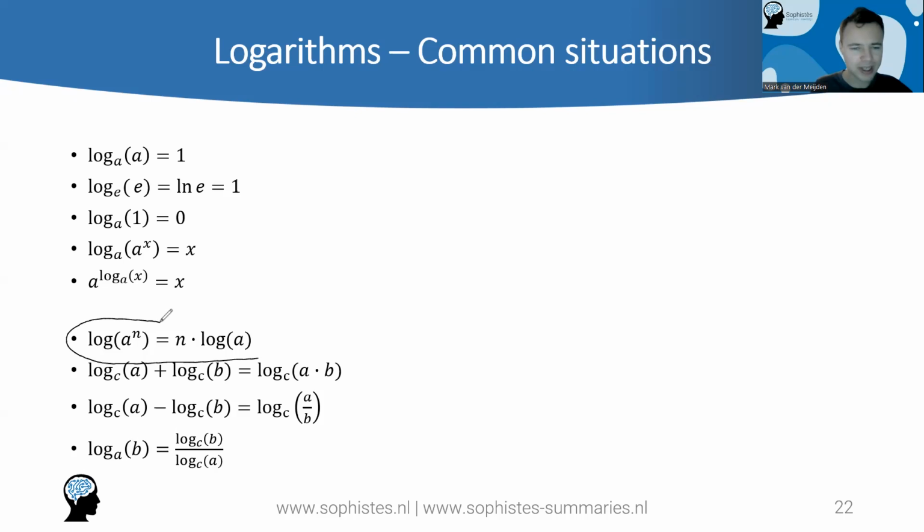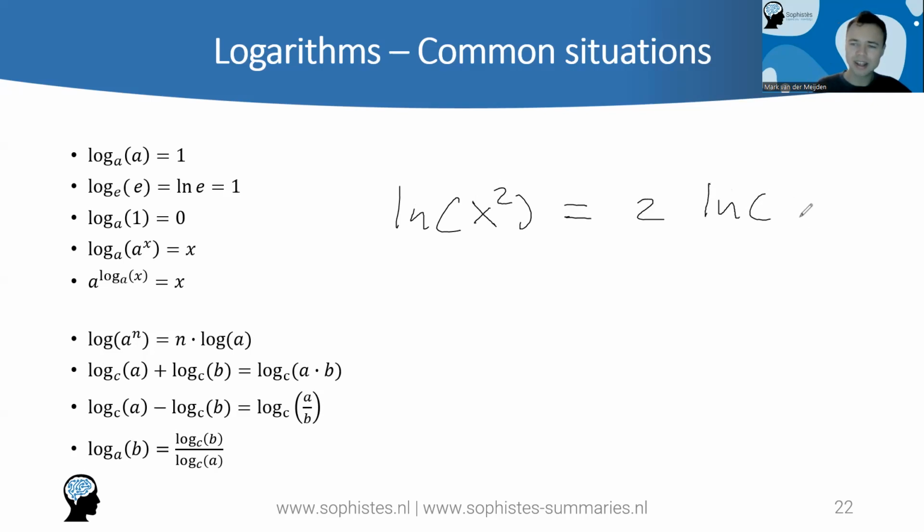Okay, so I think we were here, right? So the power falls in front of it, and then you're left with n log a. So for example, if you have ln x squared, you can write it down like 2 ln x. That's what the first rule tells us here.